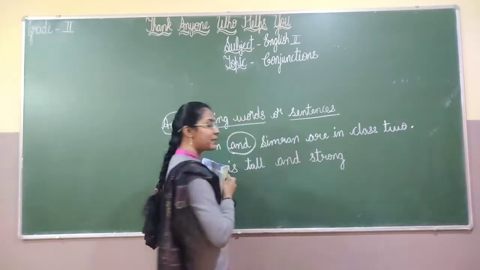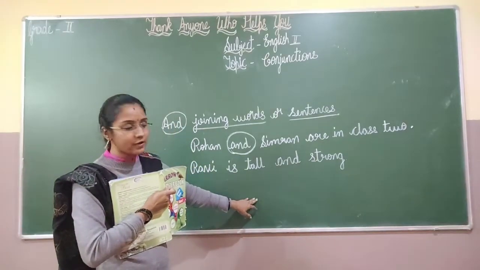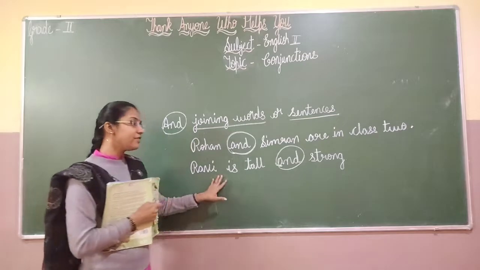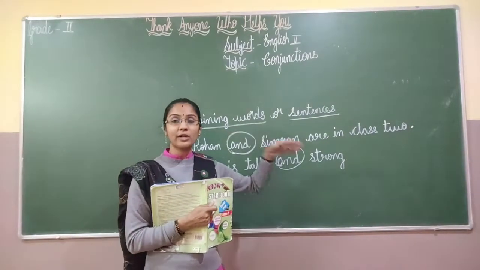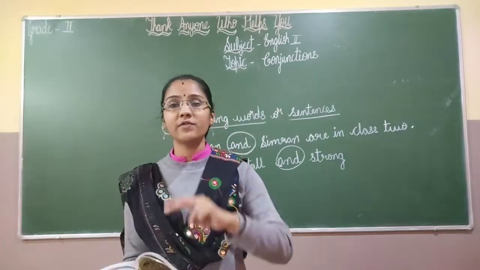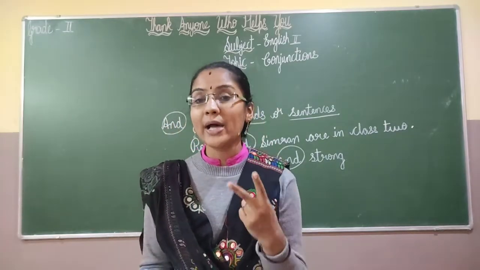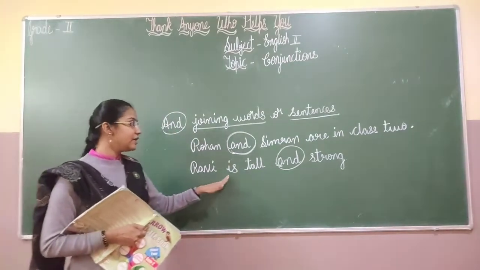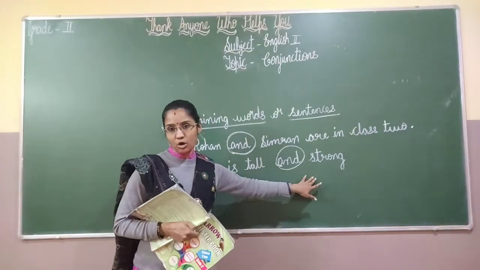Here to complete this sentence, what conjunction have we used? We have used and. So Ravi is tall and strong. You can read the sentence before. What was it, children? Ravi is tall, Ravi is strong. Here we have used the name of Ravi twice. So how do we write this, children? Ravi is tall and strong.